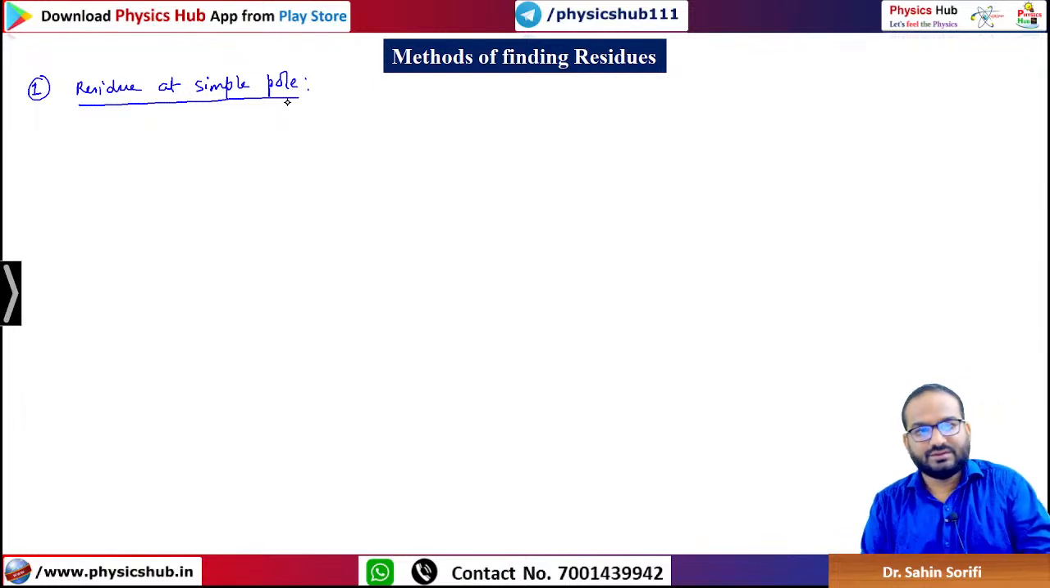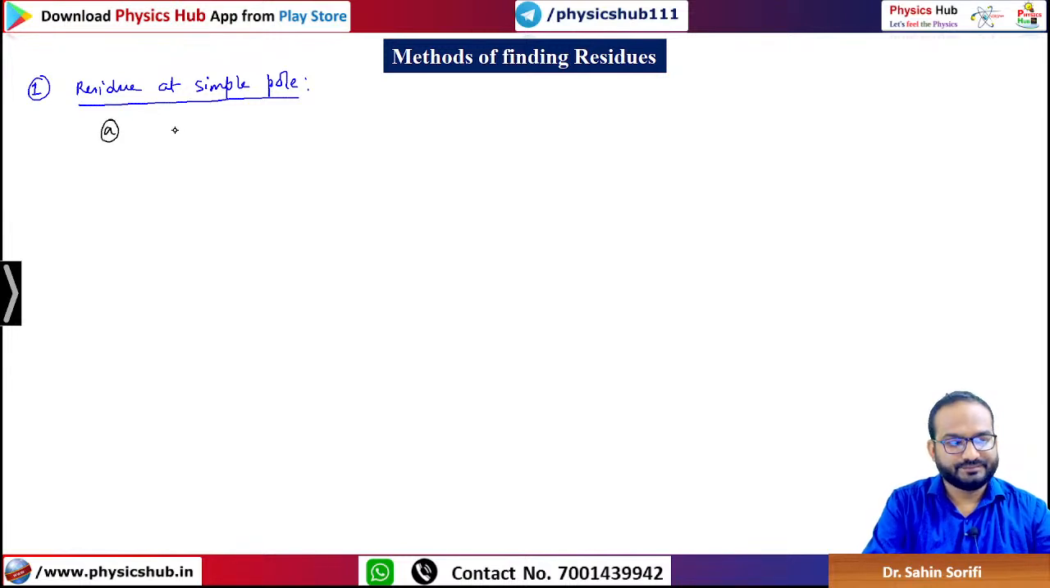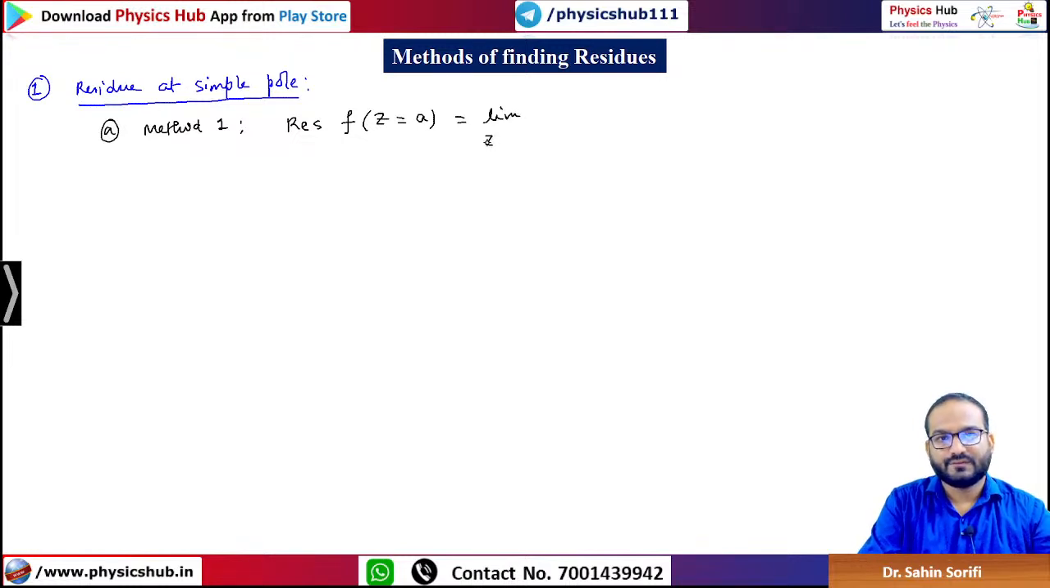There are two methods of calculating the residue at a simple pole. The first one being the residue of the function f at z equals a. The formula is limit z tends to a, (z minus a) f(z). This is the first method. We will be doing a lot of problems today based on this residue calculation, so don't worry.